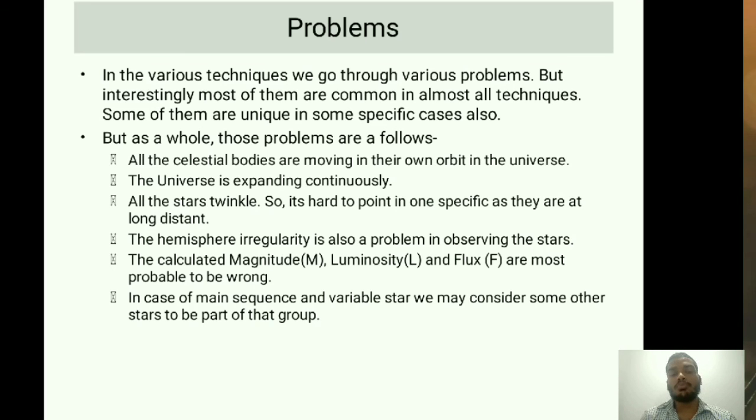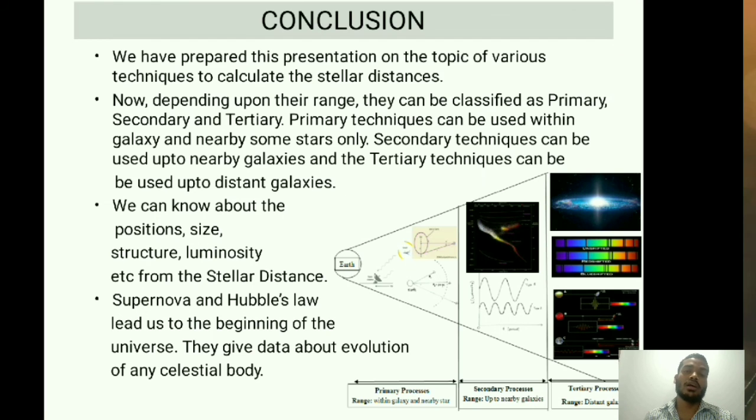Now from this report we can make some conclusions. The first three techniques I have used here can be termed primary techniques. They can be used within the galaxy and for some nearby stars. The next two techniques can be called secondary techniques, and they can be used for some nearby galaxies. And the last three techniques can be called tertiary techniques, and they can be used for distant galaxies.